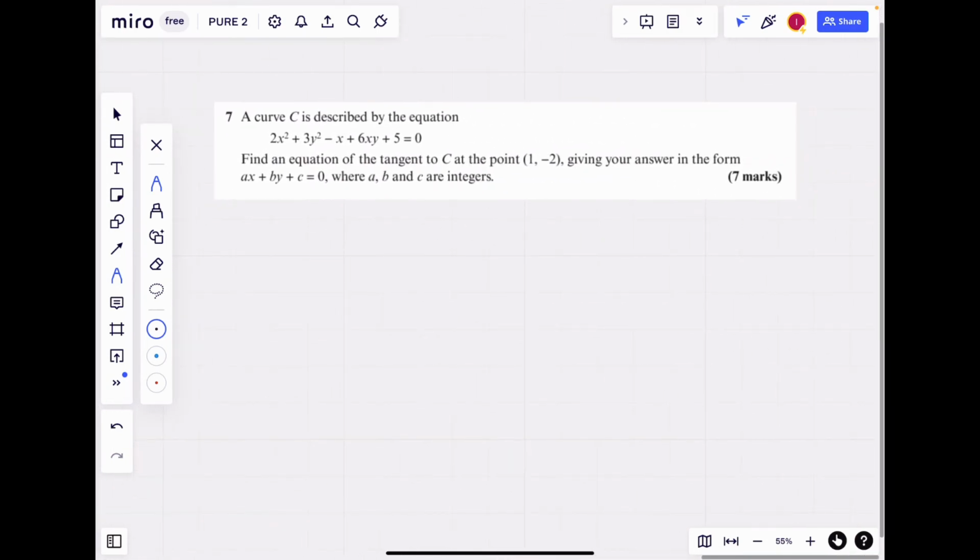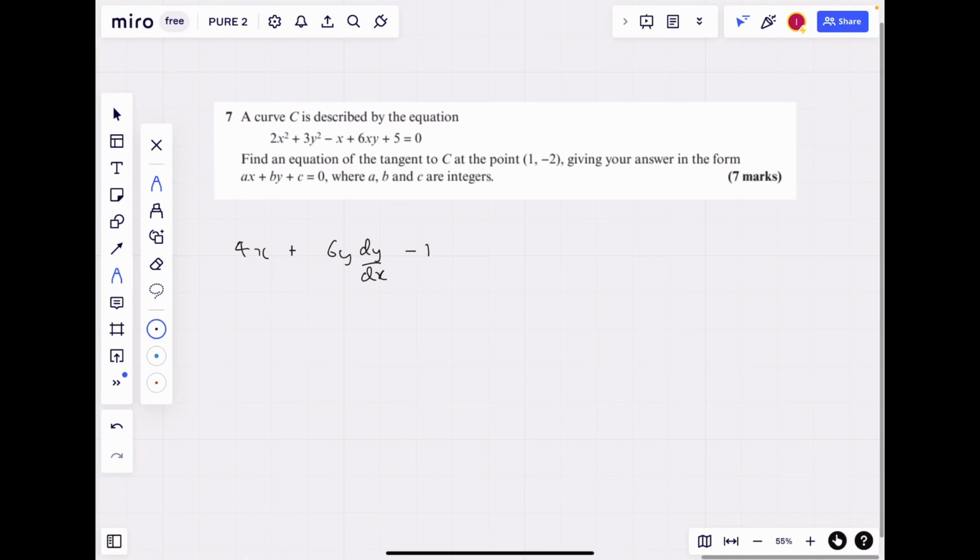Question 7. If you feel up to it, if you feel ready, can you give this one a go for me, please? So with this one, we're going to do the same thing as before. You're going to differentiate each term separately. Differentiating 2x squared gives 4x. Differentiating 3y squared implicitly gives 6y dy by dx.